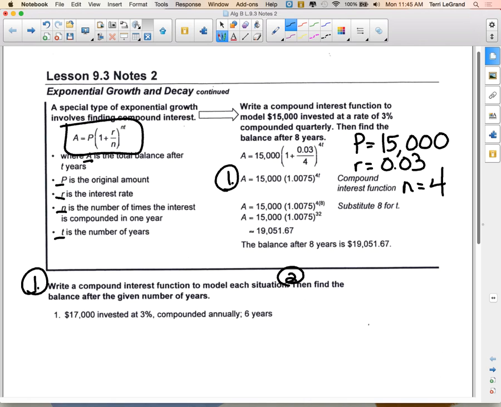So their number one answer is right here. A, capital A, will still be in there. This is going to show A represents the amount that would be in the account after you take the $15,000 and multiply it by 1.0075. Would you verify on your calculator that 1 plus 0.03 divided by 4 becomes that 1.0075? Everybody needs their calculator out.